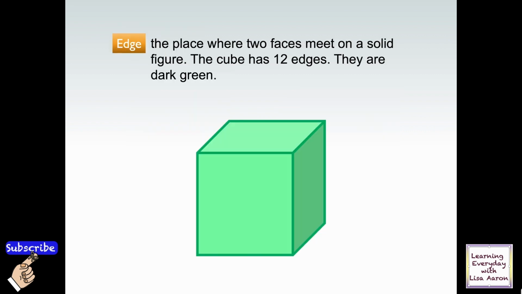Edge, the place where two faces meet on a solid figure. The cube has 12 edges. They are dark green. Those are the edges, the dark green. It has 6 faces, 12 edges, and 8 vertices, the corners where they meet.